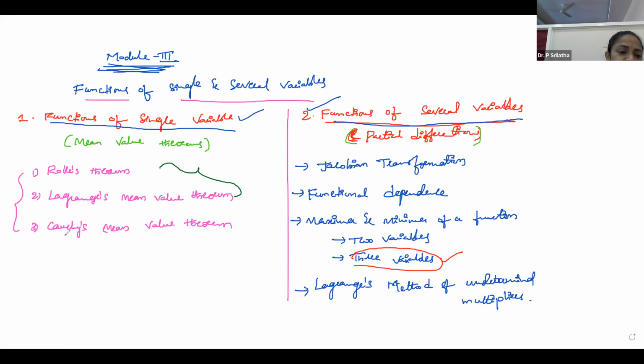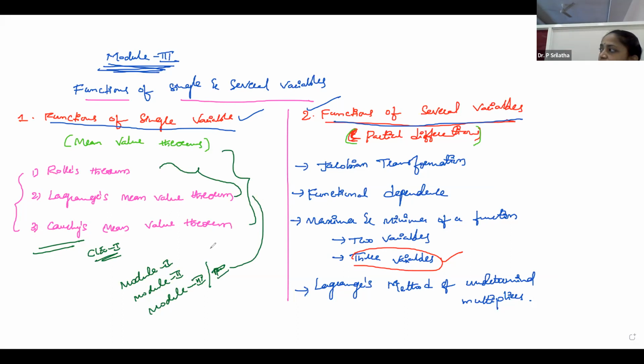So up to this, okay, we have CAE1. Our CAE1 syllabus is module 1 and module 2 along with the first half of module 3, that is, the first chapter. In module 3's first chapter we have only three theorems: Rolle's mean value theorem, Lagrange's mean value theorem, and Cauchy's mean value theorem. Okay, so coming to the next chapter.